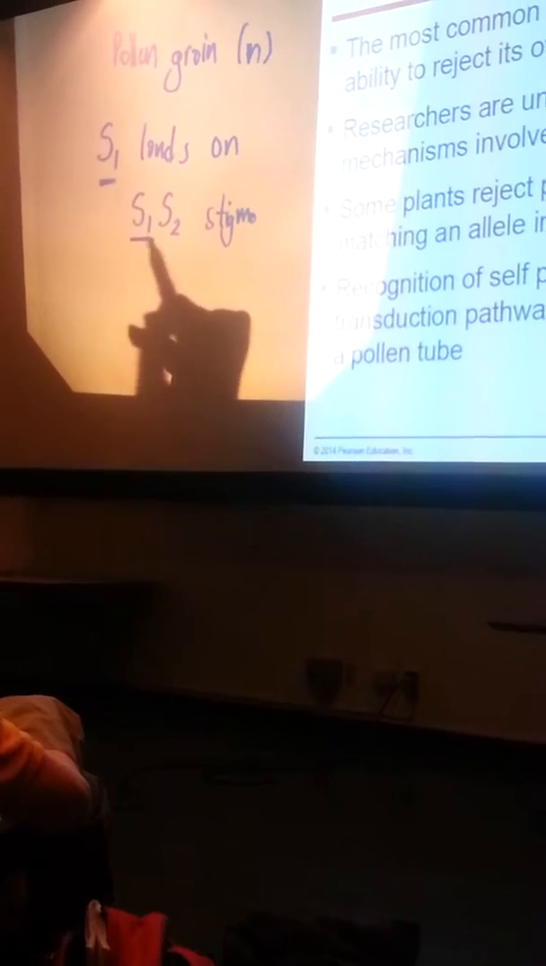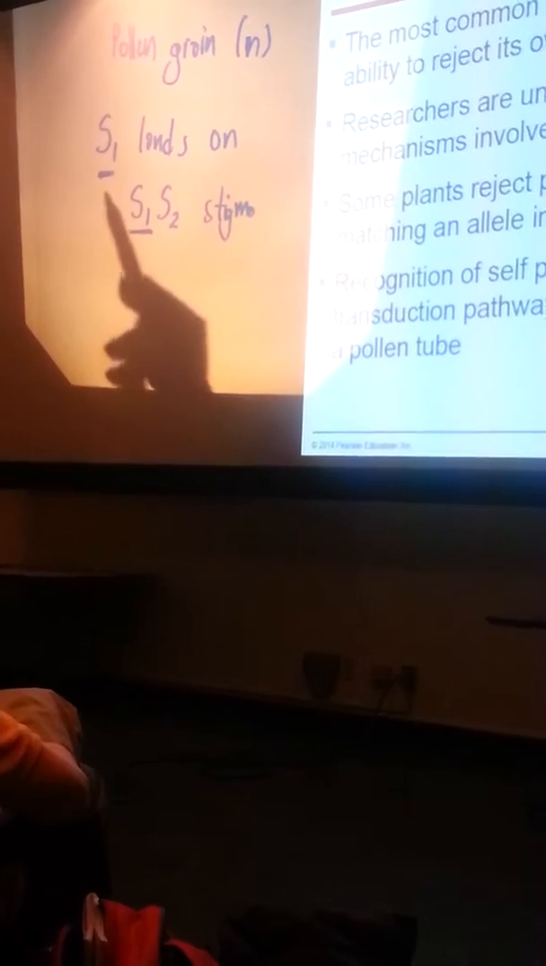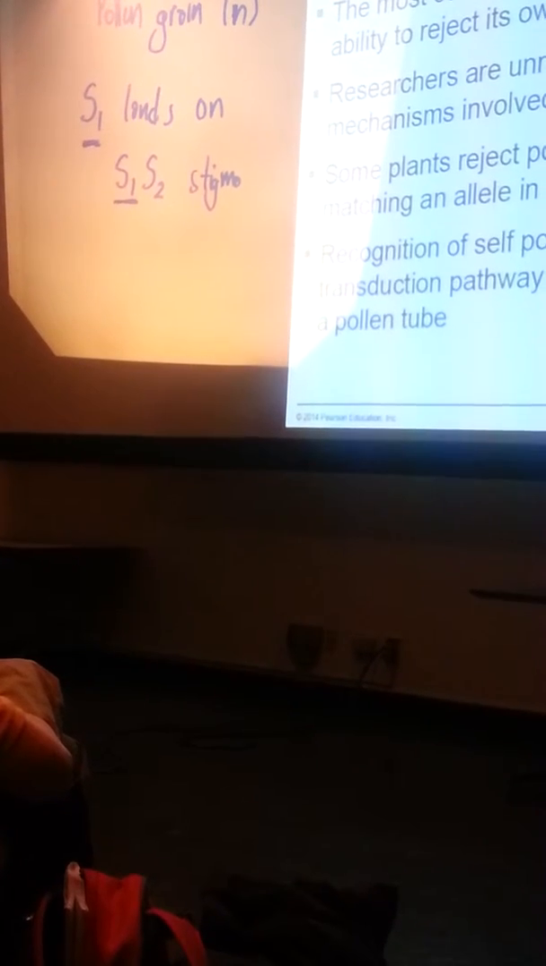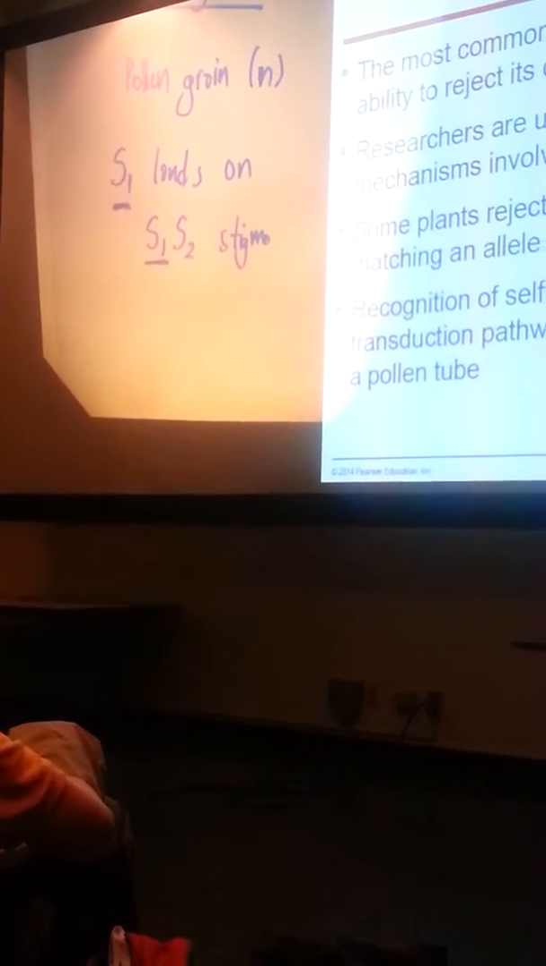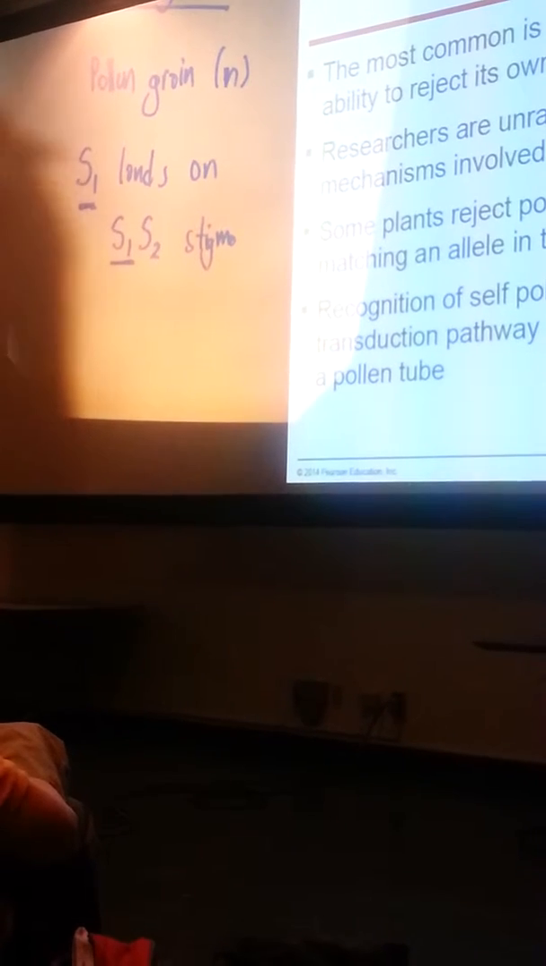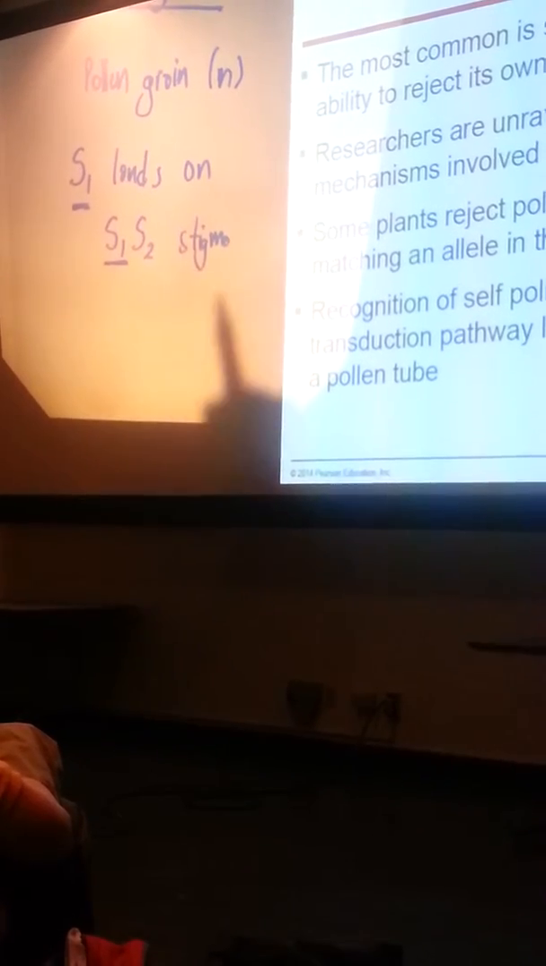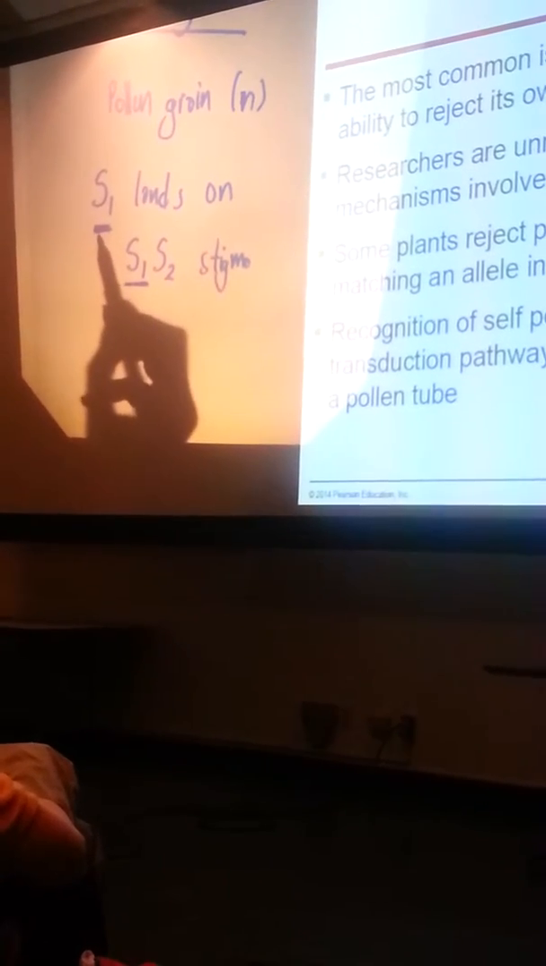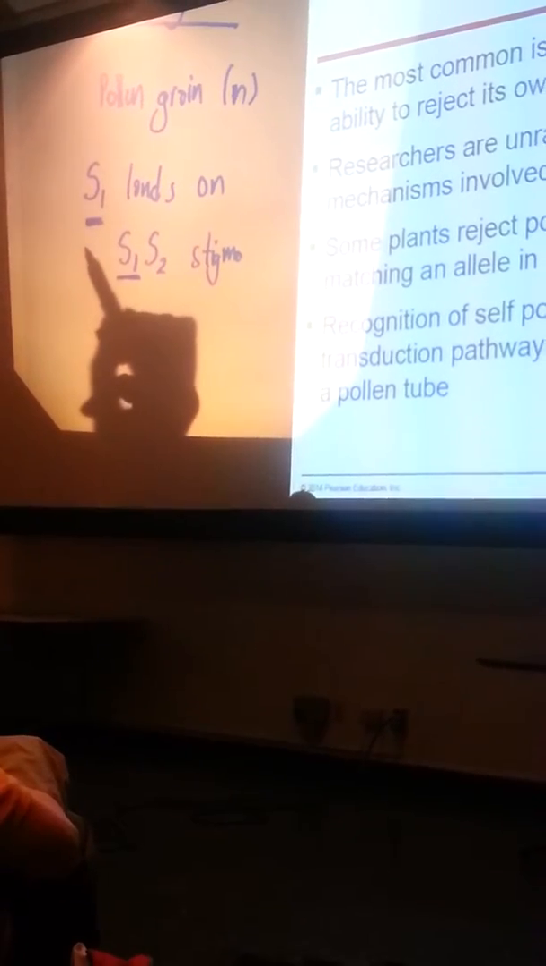It's actually going to produce an sRNase, which interferes with the ribosomal RNA of the pollen tube. That's gametophytic. So it's only determined by the haploid identity of the pollen, okay?